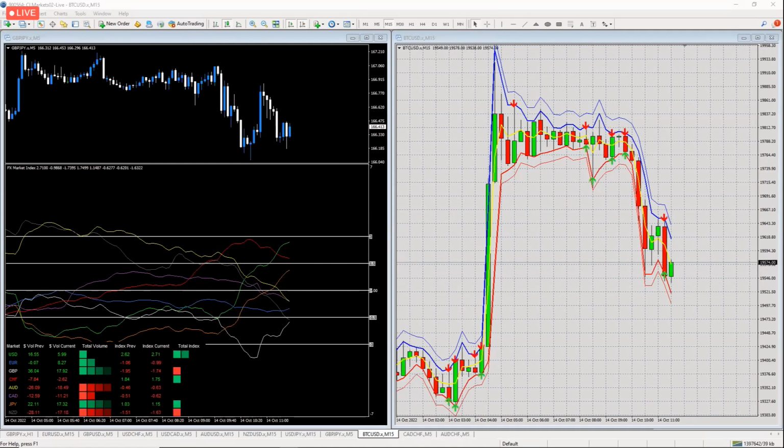GBP USD. You just need a point. But do you just jump in immediately? You see, the GBP is already 1.7. No, you don't jump in immediately.